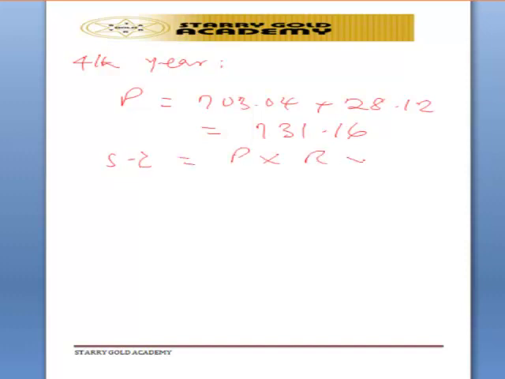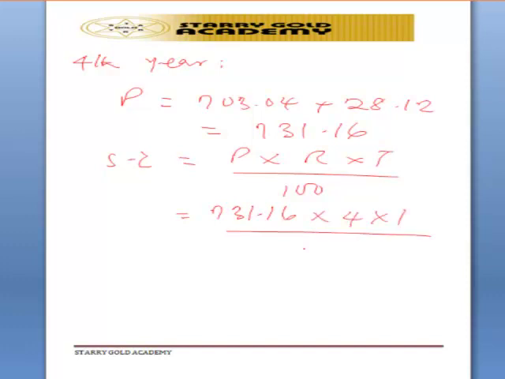So simple interest at that year will be what? P times R times T over 100. And that's what? 731.16 times 4 times 1 over 100. And this will be equal to what? 29.25. This can take me to my fifth year. Don't forget, total number of years given is 5.